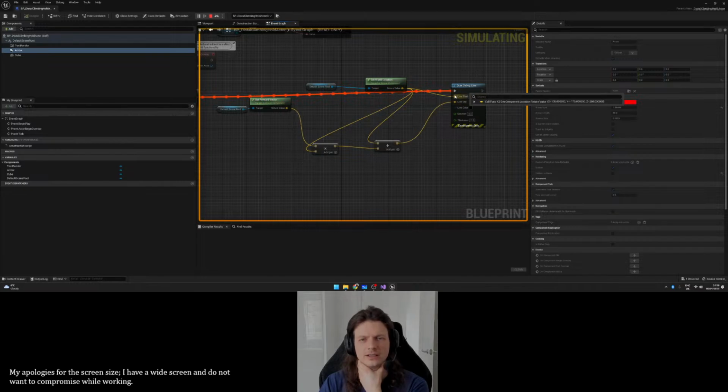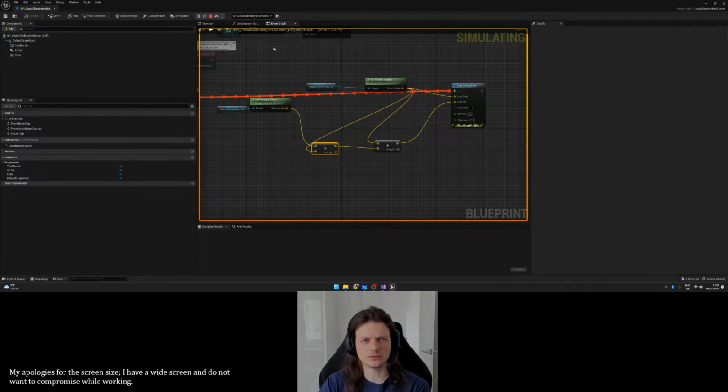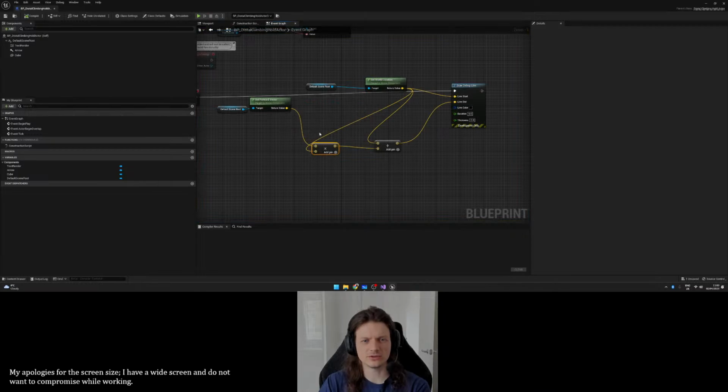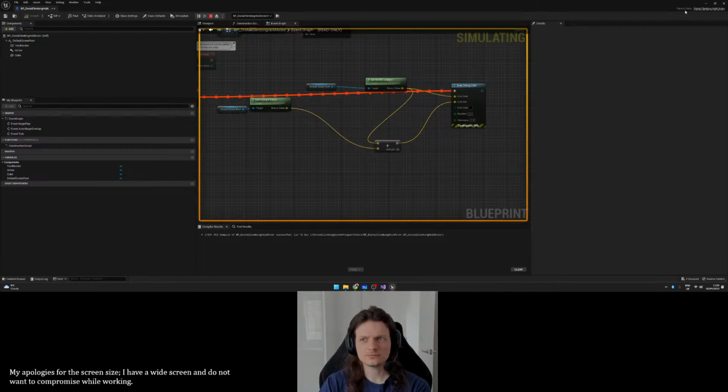So the line starts from the world location of this actor. Okay, that makes sense. I've got a forward vector, so I need to just add the forward vector onto the world location. I think that sounds more reasonable. I don't know what that's for. So let's just take this out and try and debug this a little bit. How are we looking now?